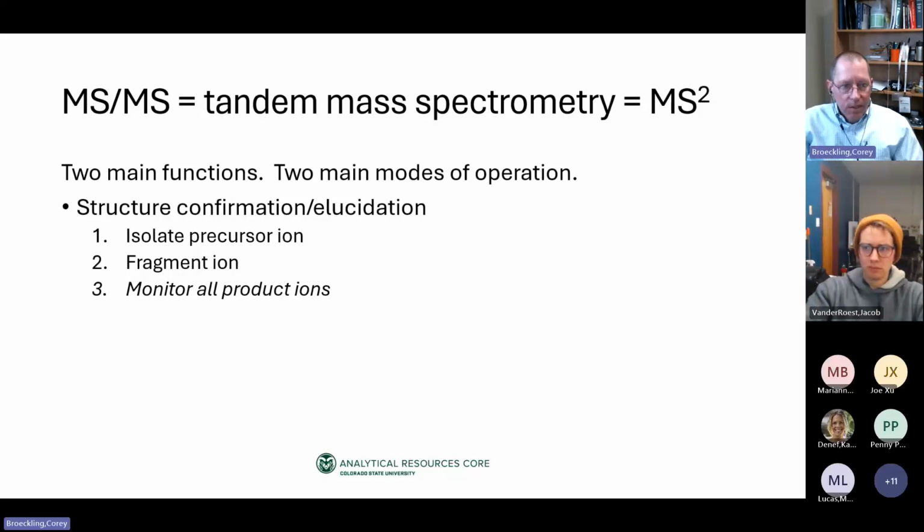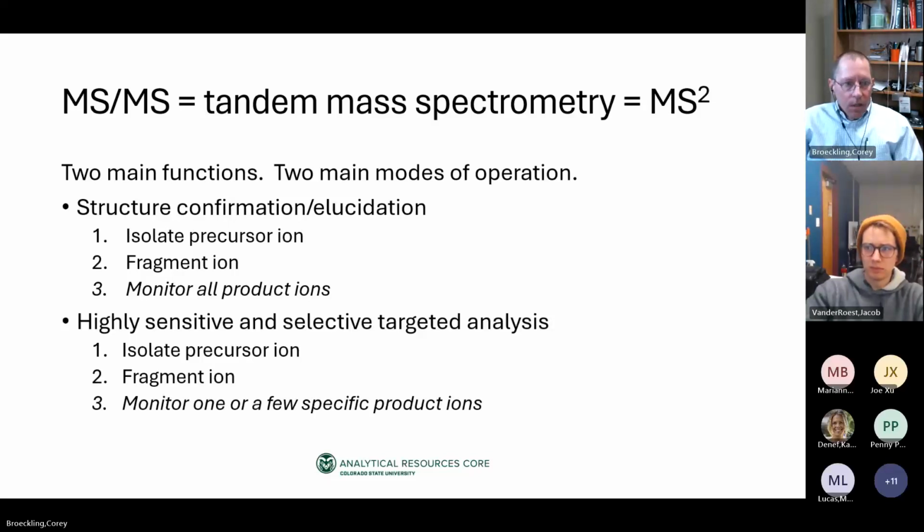The way that this experiment tends to be done is that you isolate a precursor ion, generally with that first quadrupole. You fragment the ion in a collision cell, and then you monitor all of the product ions to generate an MSMS spectrum. The second main mode of operation and main function is to use tandem mass spectrometry in a highly sensitive and selective targeted analysis. When we're doing it in this application, we're going to isolate the precursor ion, we're going to fragment the ion, and then we're going to monitor one or a few specific product ions.